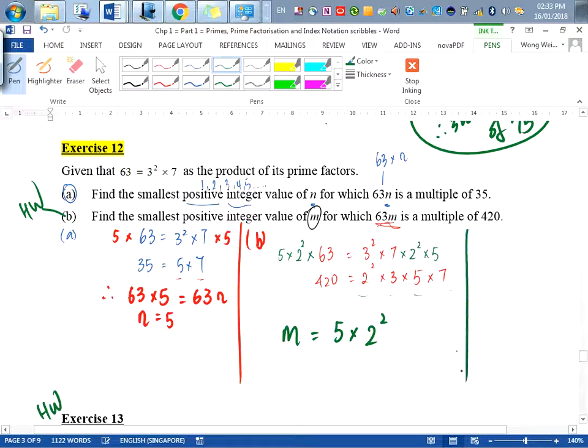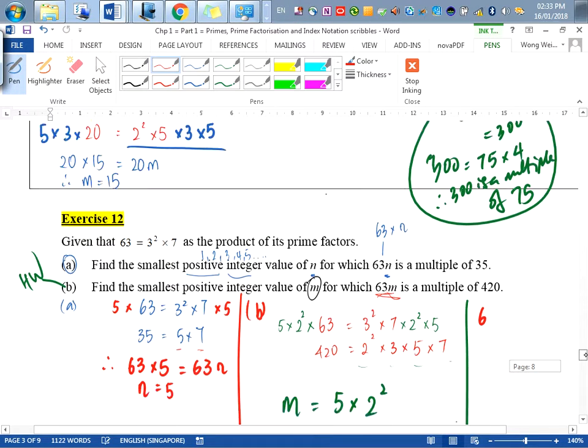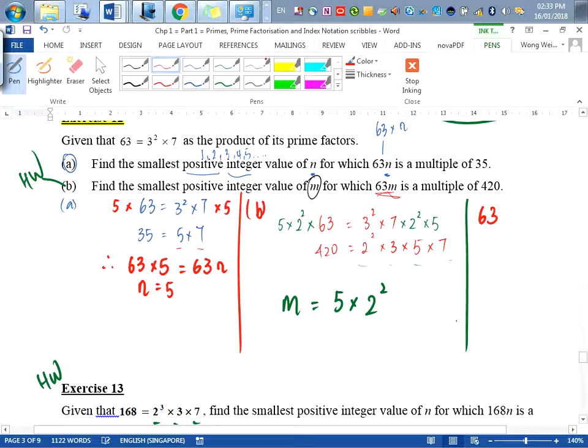Initially, if you remember, at the beginning I had this. I wrote 63M equals 3 squared times 7, and I multiply this by M, right? Initially, this was what we wanted. And now, finally, after all our working, we had this: 63 times 2 squared times 5.